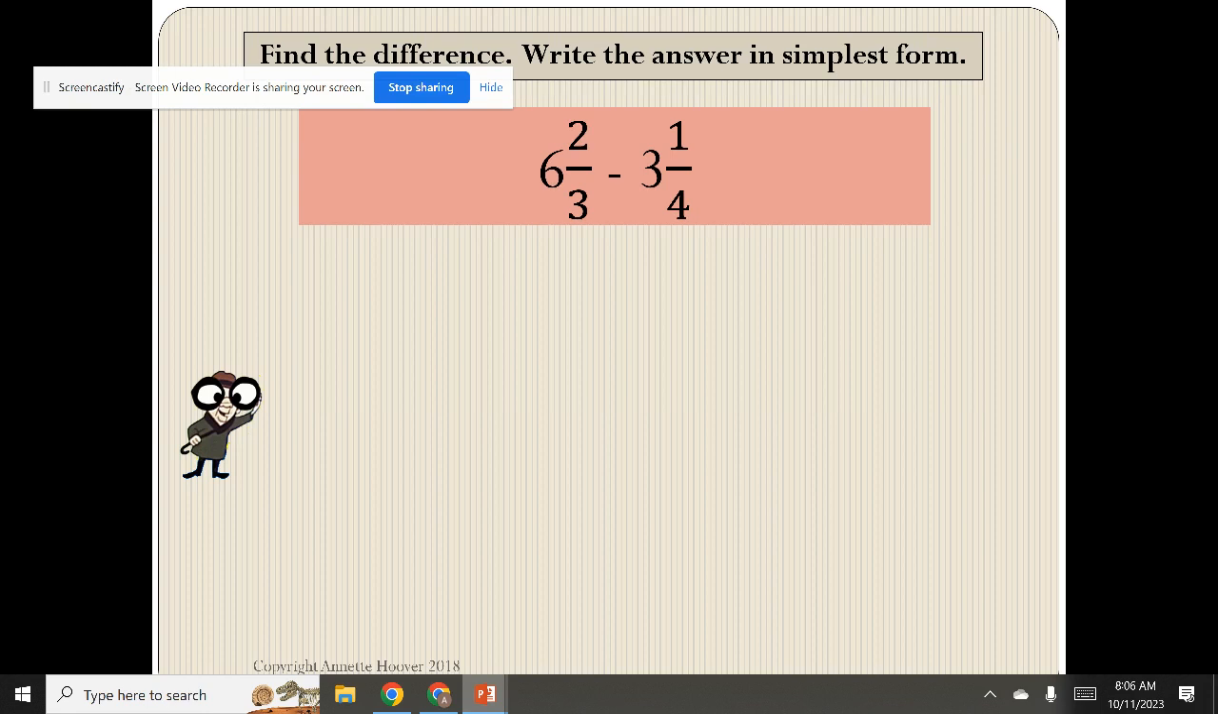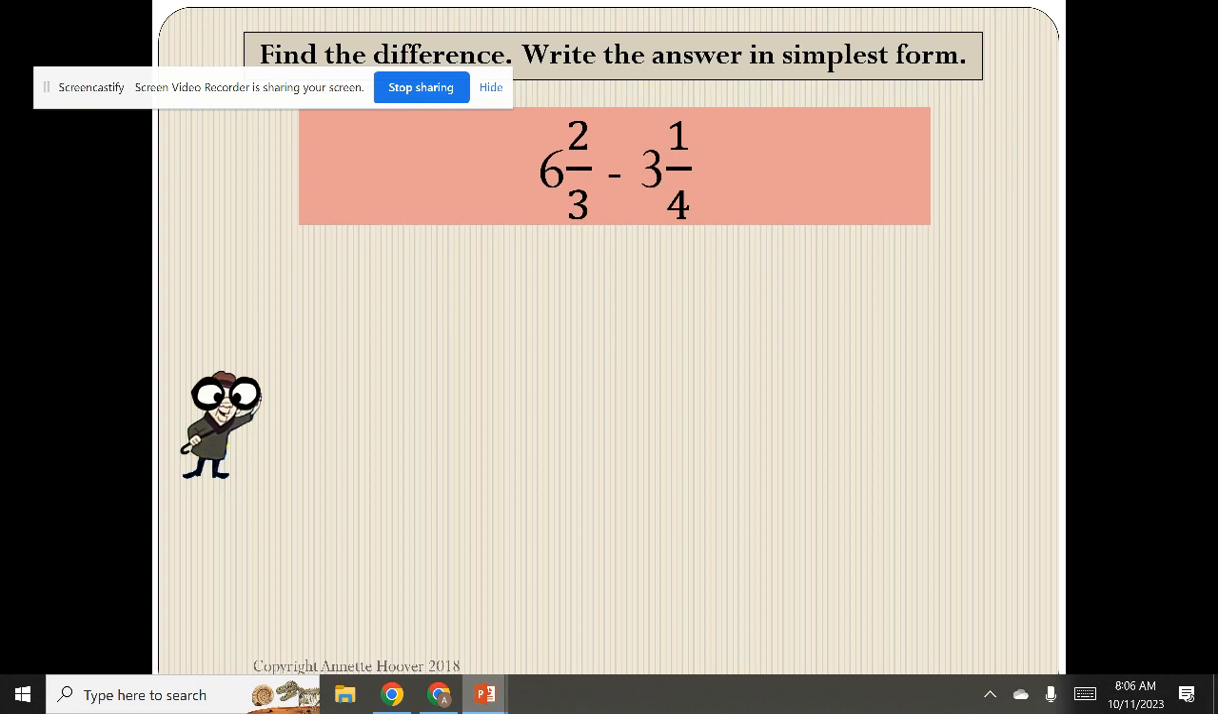Common denominator here would be 12. So I multiply the 3 times 4. So the 20 times 4 would be 80. I multiply the 4 times 3. So I multiply 13 times 3. If you don't know what that is, that would be 39. Notice there's a subtraction sign, so it's minus 39.